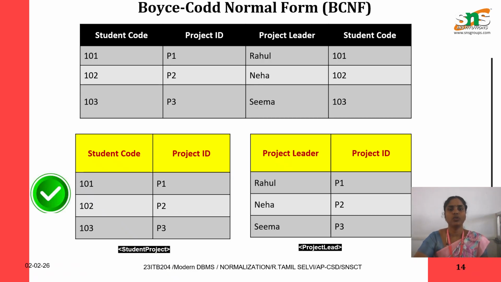So here the above table is converted into two tables. The table names are student project with attributes student code and project ID, and the second table is named project lead with attributes project leader and project ID. In simple terms, the above table violates the rules of BCNF, as the project ID is the prime attribute, but the project leader is a non-prime attribute. So we divide the table into two to convert into the Boyce-Codd normal form.